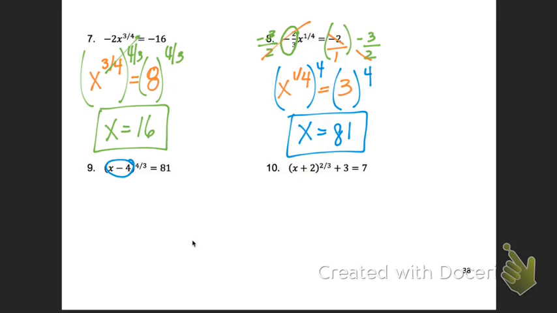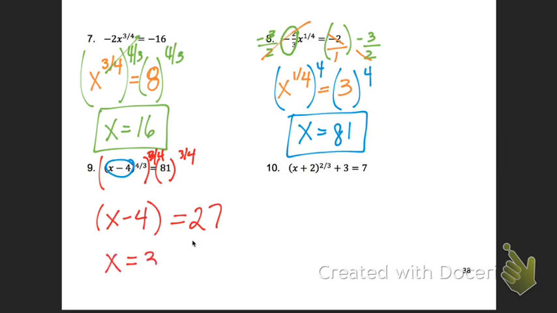So how do I get rid of that 4/3? Raise it to the 3/4. So there's going to be 2 sets of parentheses stacked up. So 3/4, 3/4. So then I've got x minus 4 equals 27. Then I add the 4. So x equals 31. You can just drop the parentheses at the end. So basically that minus 4 doesn't come in until the very end. How neat.